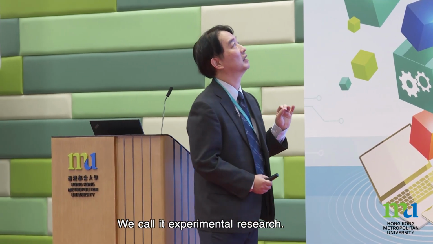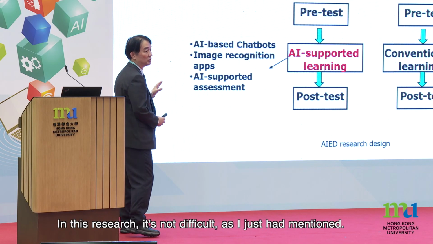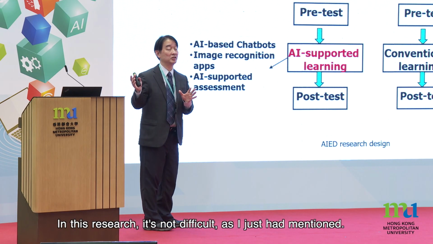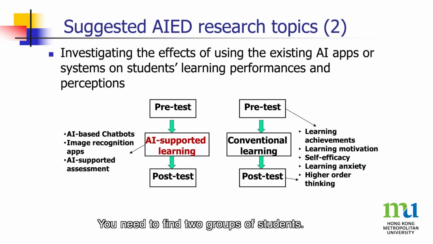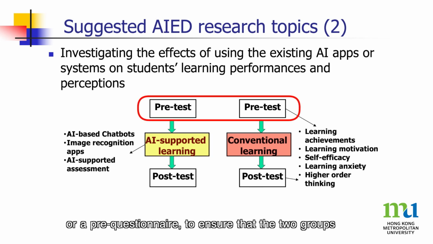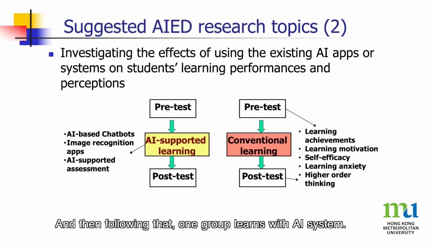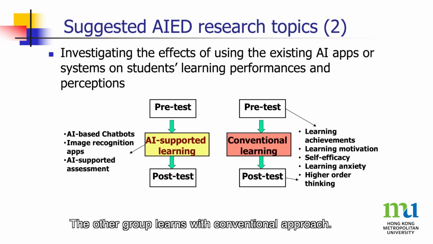And I would recommend another research. We call it experimental research. In this research, it's not difficult, as I just mentioned. You need to find two groups of students. One group learns with your AI system. The other group learns with the conventional approach. And before that, you need to have a pre-test or pre-questionnaire to ensure that the two groups have an equal starting point before the learning. And then following that, one group learns with your AI system, the other group learns with the conventional approach.